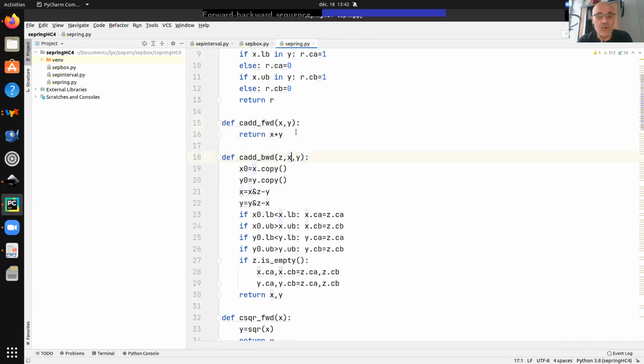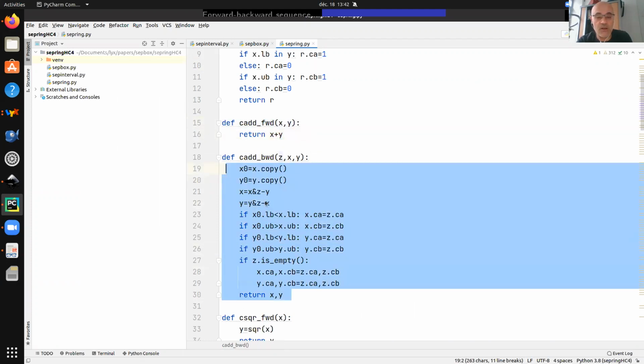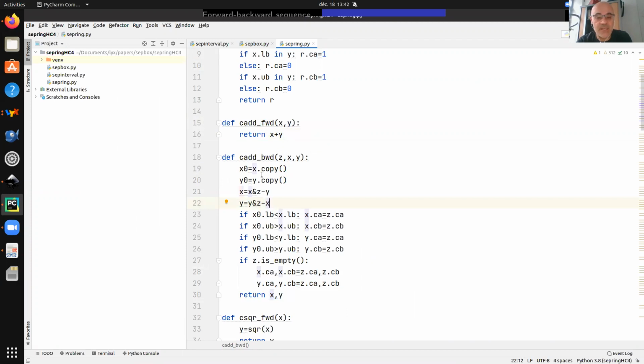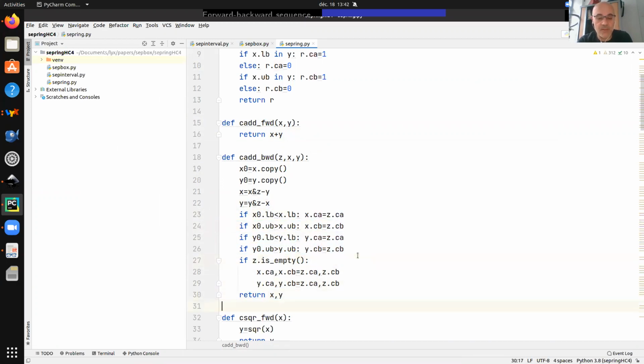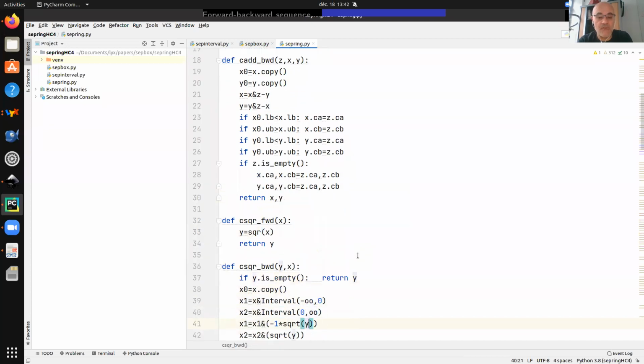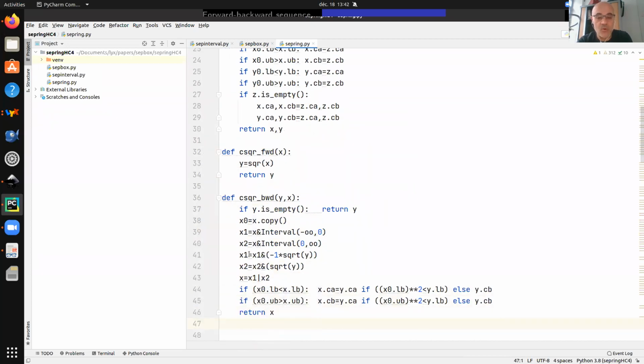A sum. We have here, so it is classical, the forward propagation of the sum. Here is the backward propagation of the sum. And we can see that it is the same as we have usually, but just here some comparison, just to give the colors to X and Y. The same can be done for the square, and also for all classical functions.